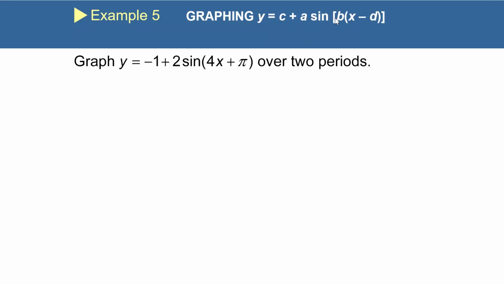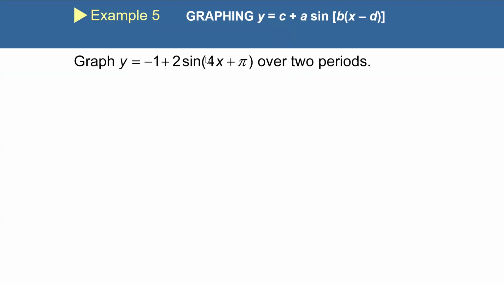Your B is what tells you your period, helps you find your period, and your D is going to be your horizontal translation. Notice right here that in order for you to know the value of your D, your B has to be factored out, okay? So up first, we have y equals -1 plus 2 sine of 4x plus pi over 2, and they want us to graph it.